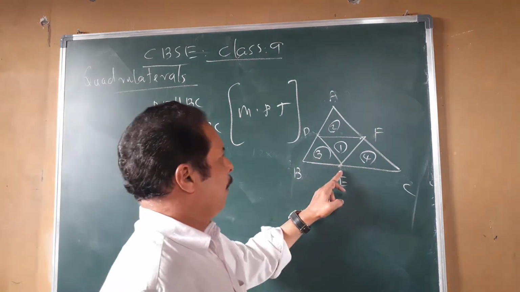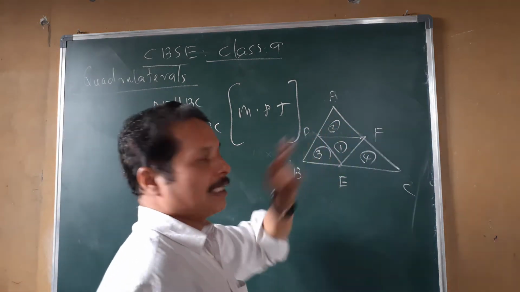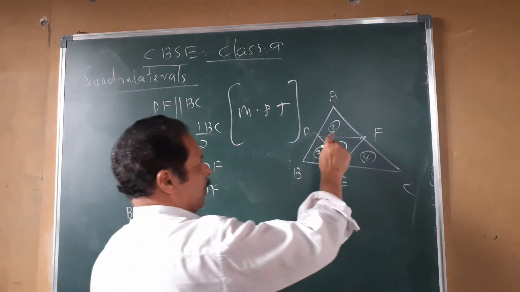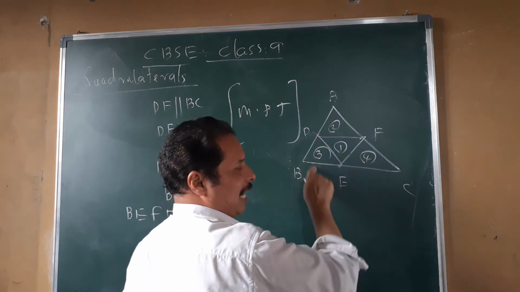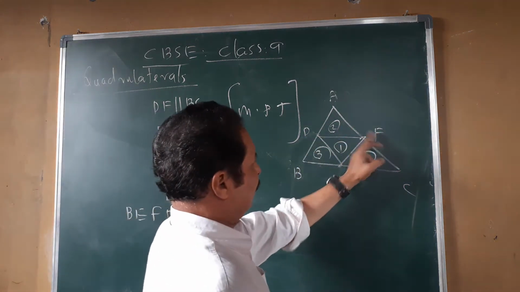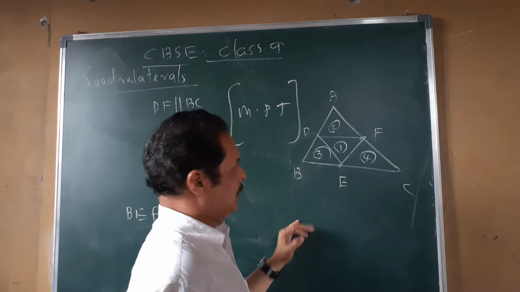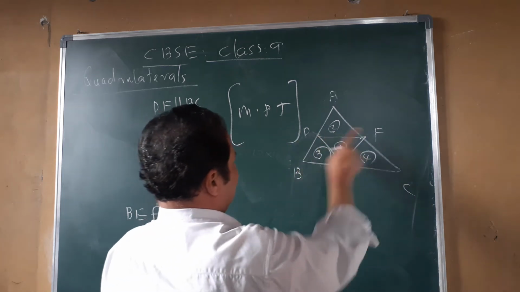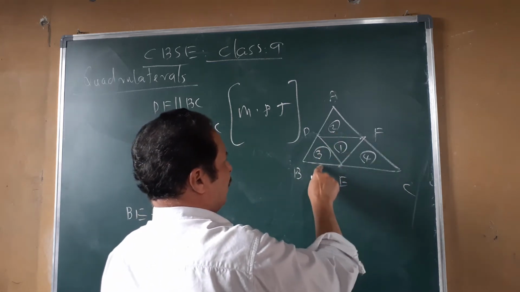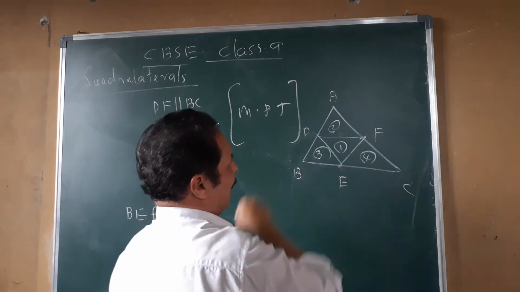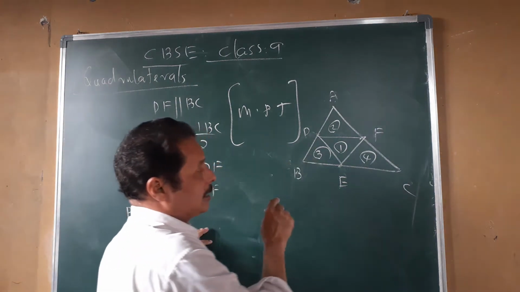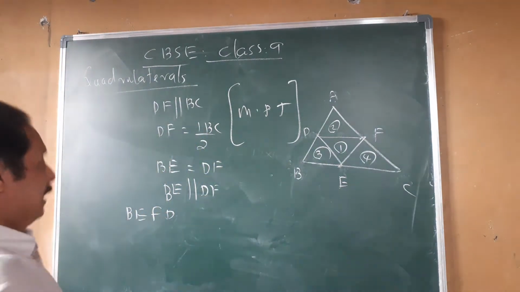So you studied that BEFD is a parallelogram. A pair of opposite sides are parallel and equal, then the quadrilateral is a parallelogram. This you already studied. Once again, DF equal to half BC, BE equal to half BC, therefore DF equal to BE. DF parallel to BC, that is the midpoint theorem. So, BE equal to DF, BE parallel to DF. So, it is a parallelogram. BEFD is a parallelogram. You remember the definition? A pair of opposite sides are equal and parallel, therefore it is a parallelogram.